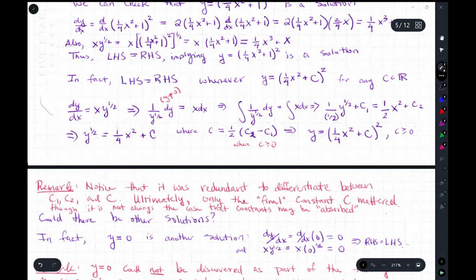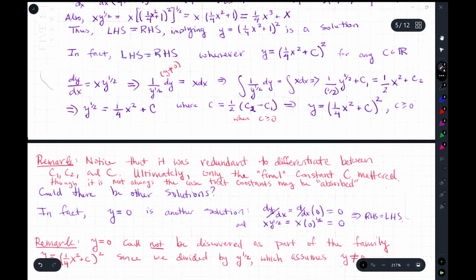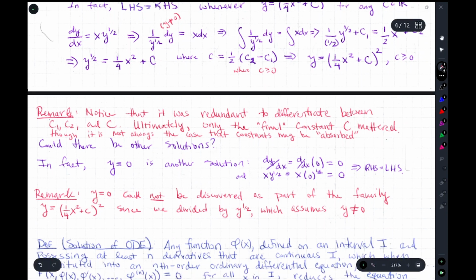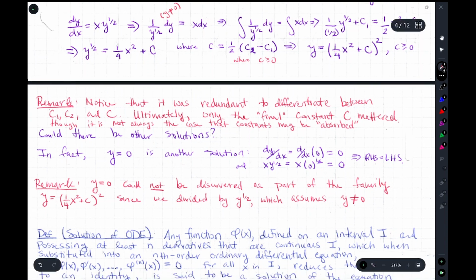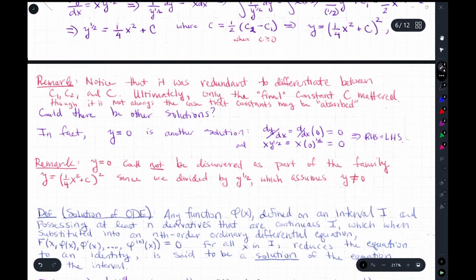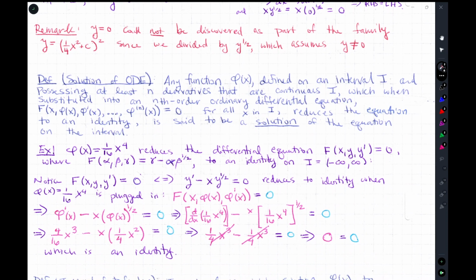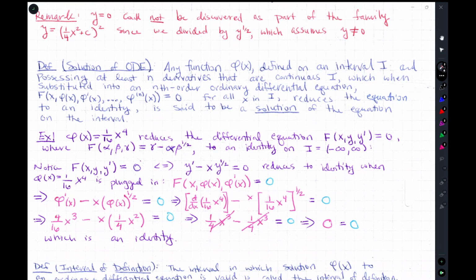This is for the listener who might have been confused and said, well, we did all of these steps pretty straightforwardly and we integrated. What happened? Why couldn't we get that solution? I'm explaining here that at some point we did divide by the square root of y, and that assumes y isn't equal to 0. So it's not surprising that y equals 0 does not show up as part of that family. We'll talk more about these kinds of solutions that are not part of the family.